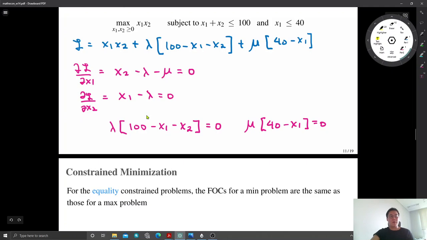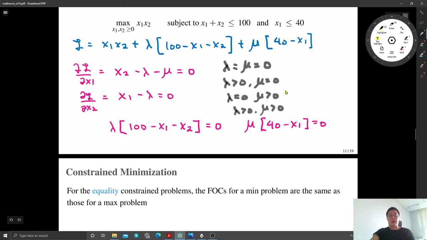All right, then the way to solve this is, now we have four possibilities. In terms of Lagrangian multipliers, both multipliers may be equal to 0, or either one is positive and the other is equal to 0, or both of them are strictly positive. Now we examine case by case.